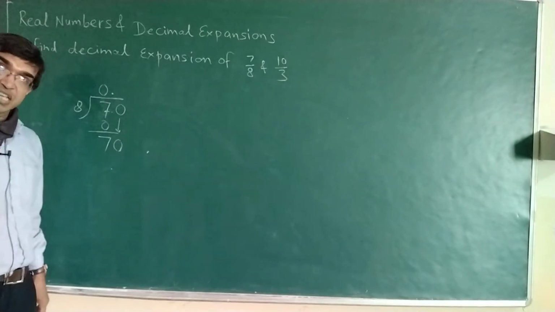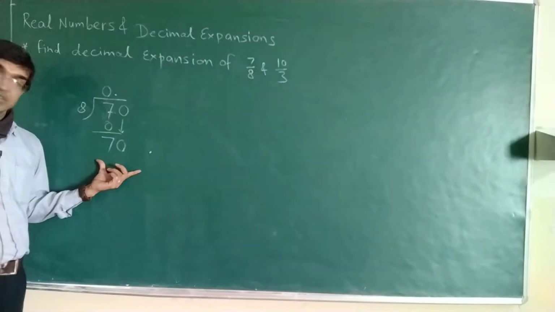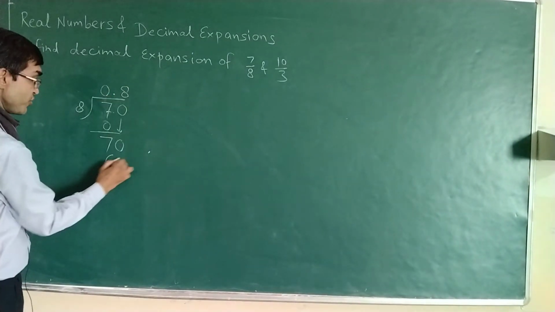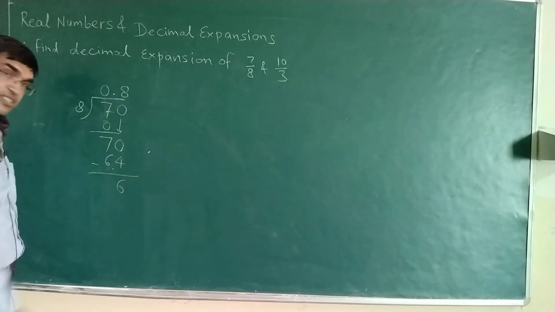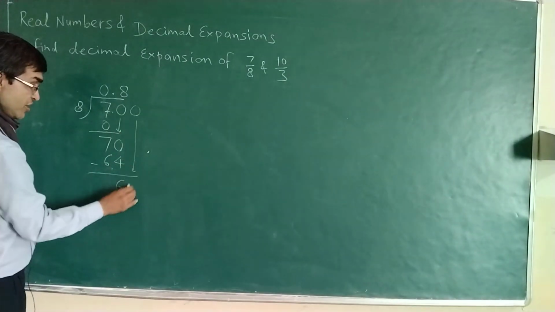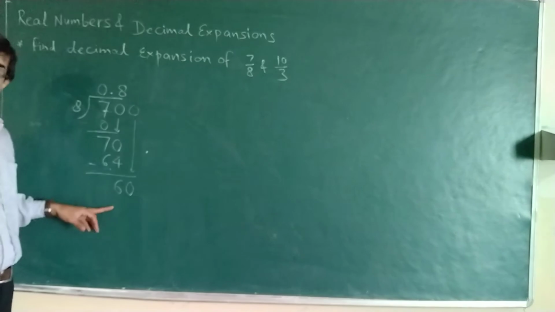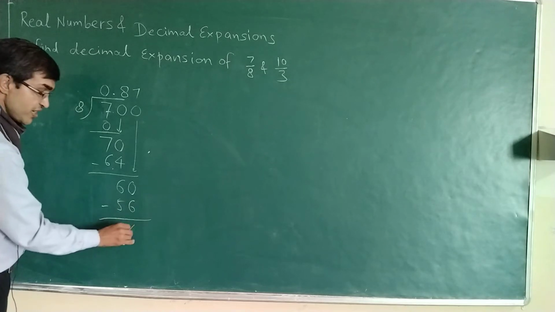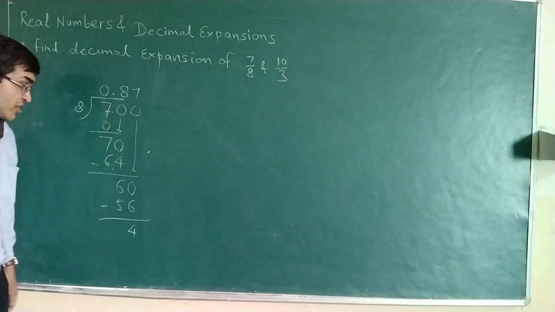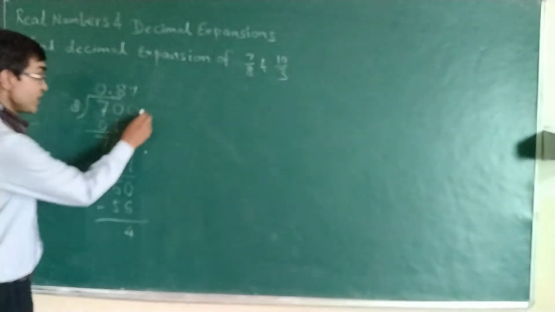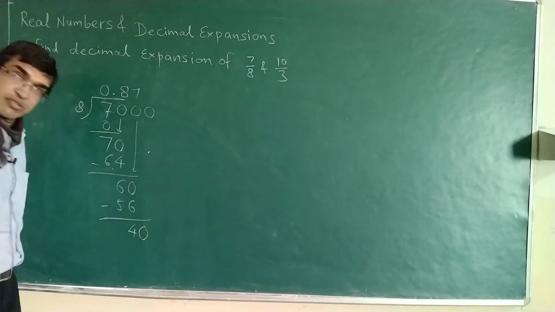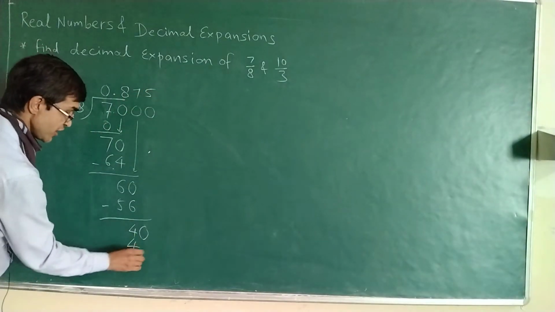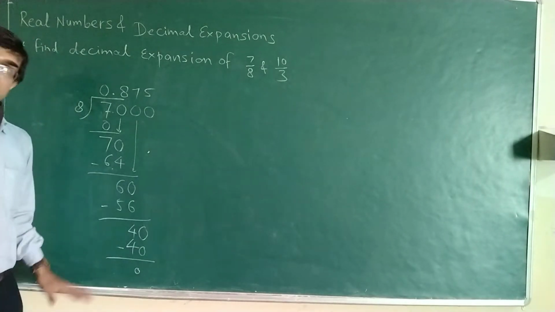This is now 70. Now 8 8s are 64, remainder is 6. Now again it is less, so take one more 0 here, it is 60. Now 8 7s are 56, again remainder is 4. So with remainder 4, again we can take this 0 here. Now 8 5s are 40, it goes completely. If we subtract, the remainder is finally 0.